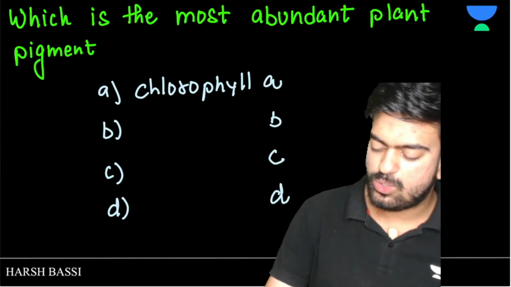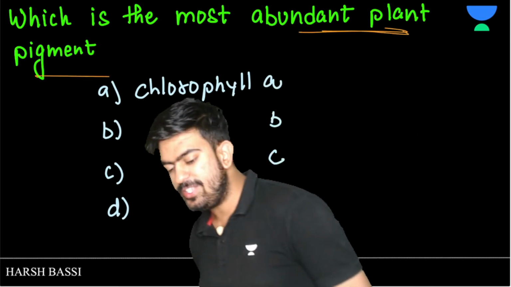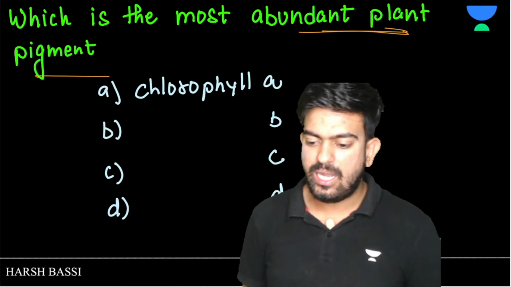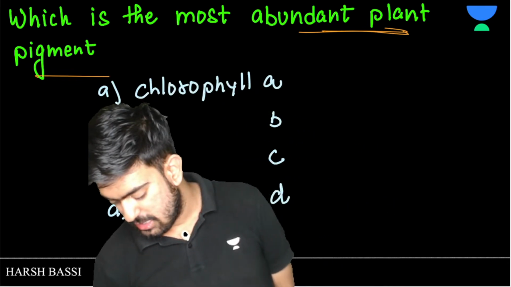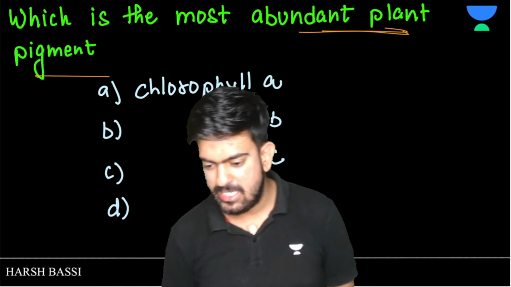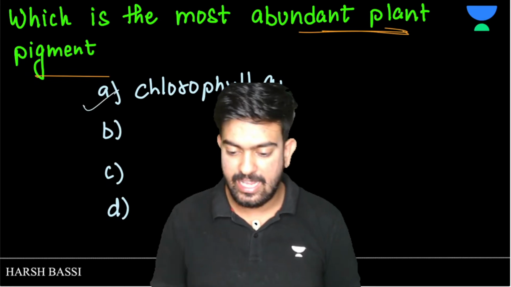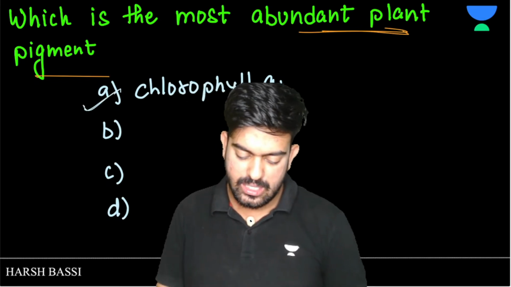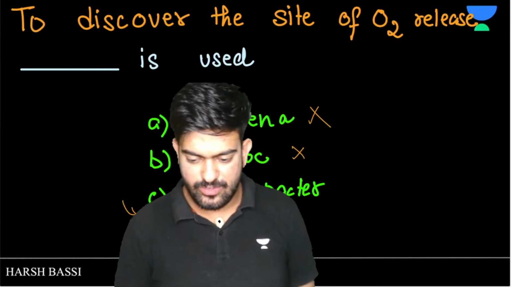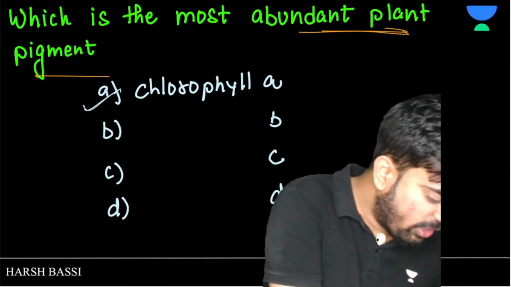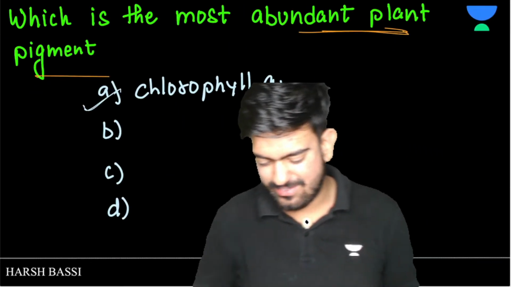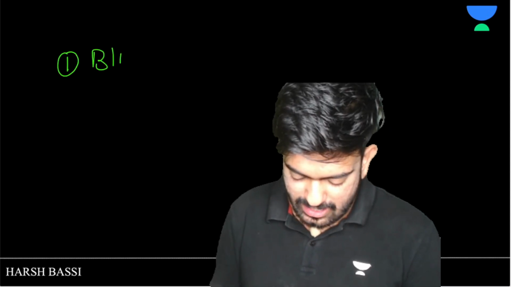Now, which is the most abundant plant pigment? Options A, B, C, D. Obviously, the most abundant plant pigment is chlorophyll A. Next, okay, we don't have anything next. So I am going to give you a question. If you don't have anything, you all have me, so I'm going to give you a question. First, let me write the options, then I'll frame the question.